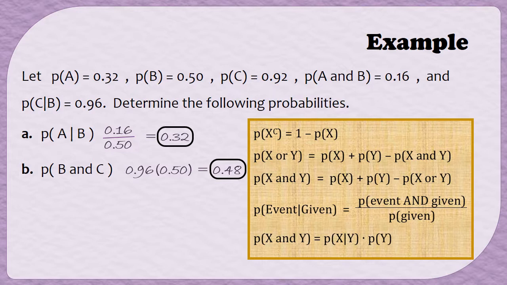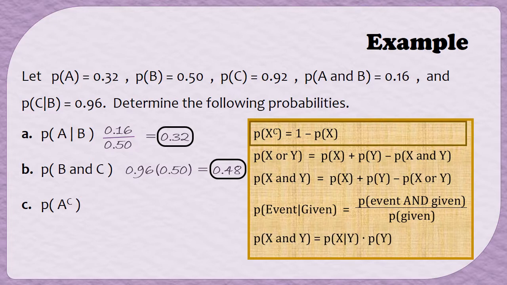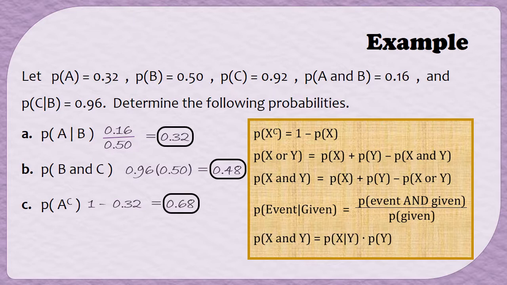Now let's review a few of the older formulas. For this example, we want to find the probability of A with that little c. Now remember that little c doesn't mean an event of c, doesn't mean A to the c power. It means the complement of A. So the formula for the complement of an event says take 1 and subtract the probability of the event. So the probability of A complement is going to be 1 minus, and then we subtract the probability of the event. In this case, the probability of A. So we'll subtract 0.32, and we end up getting a 0.68.